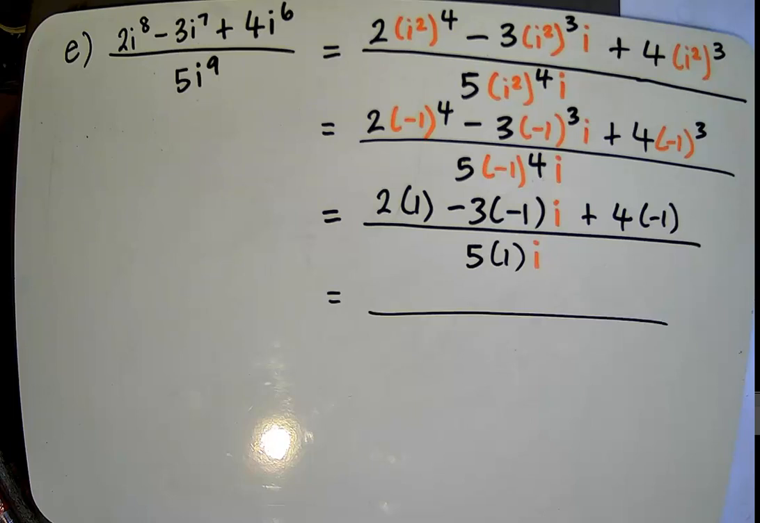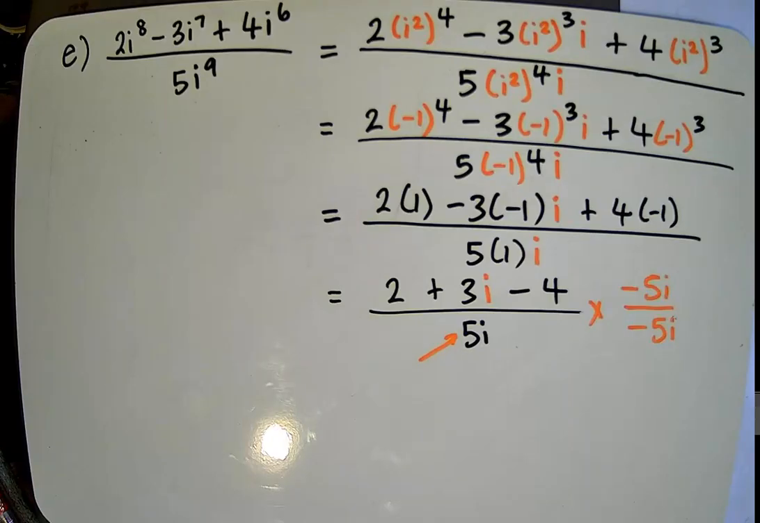Simplifying, in the next step, we'll have 2 plus. So 3 times 1 is 3, so negative 3 times negative 1 will give us a positive 3i. Plus 4 times minus 1 will give us minus 4. In the denominator, positive 5i. So the opposite of that will be negative 5i, the conjugate.